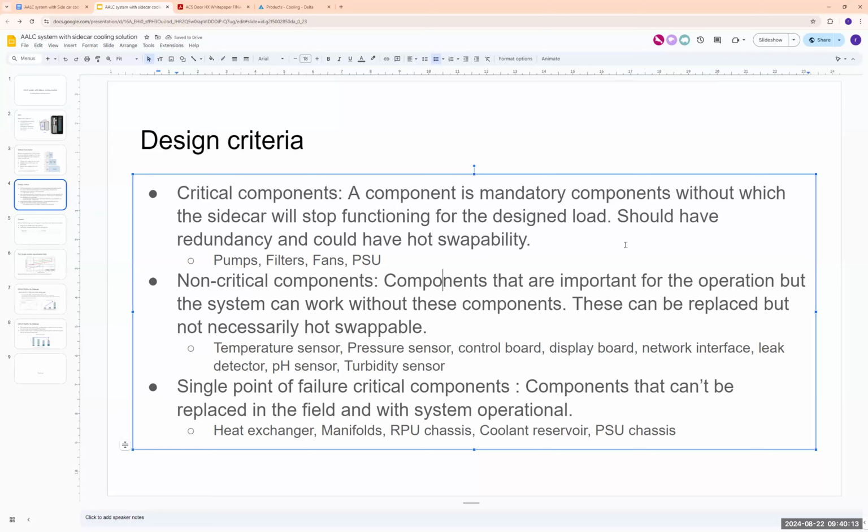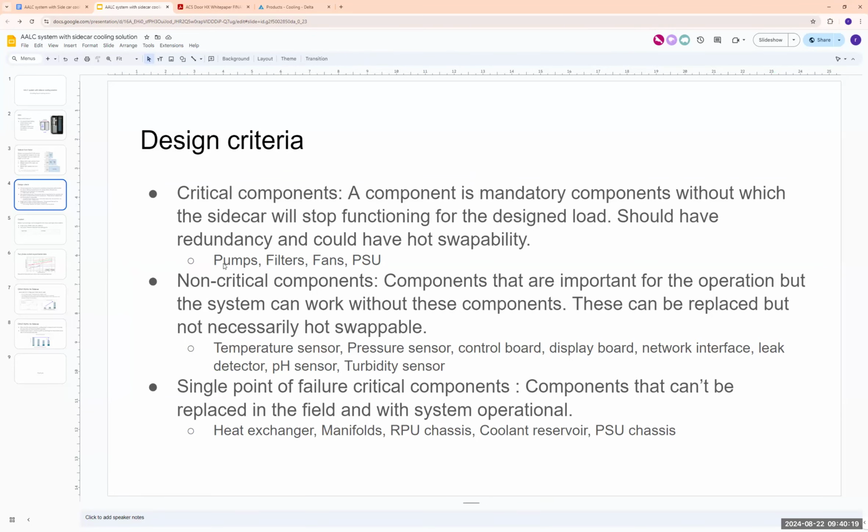Okay, does this make sense then? Should have redundancy and could have hot swappability. Okay. Because in the designs I have seen, all of these components are hot swappable, at least to my knowledge of the designs that I have seen. And filters, sometimes they are, sometimes they're not, but usually pumps, fans, and PSUs are definitely hot swappable.